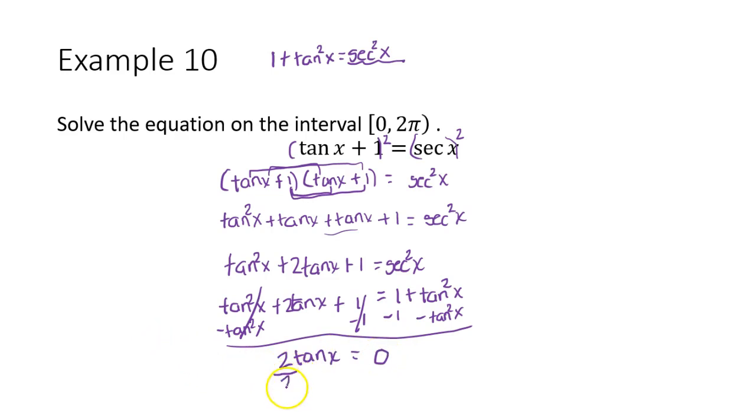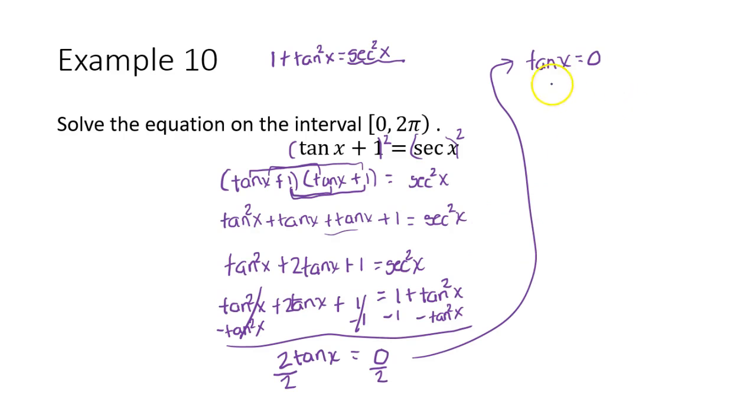I don't really need this 2 here, so I'm going to divide it over to the other side. That leaves you with the tangent of x equal to 0. And if the tangent of x is equal to 0, then it must be true that x is equal to the inverse tangent of 0.